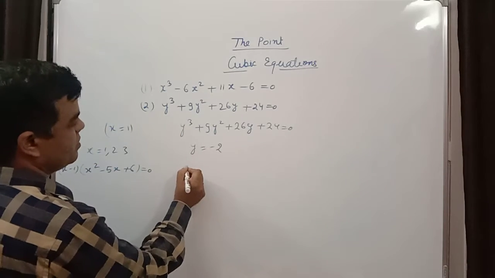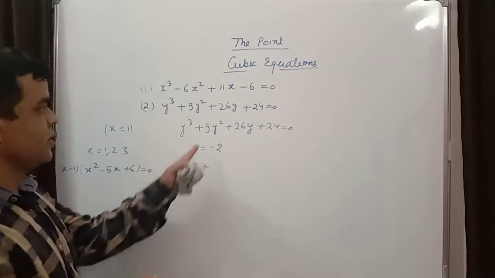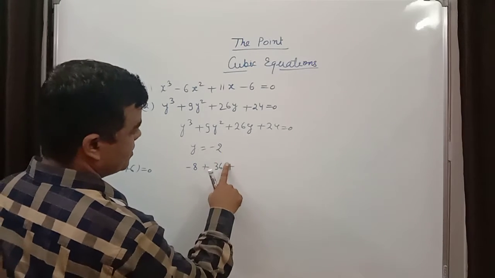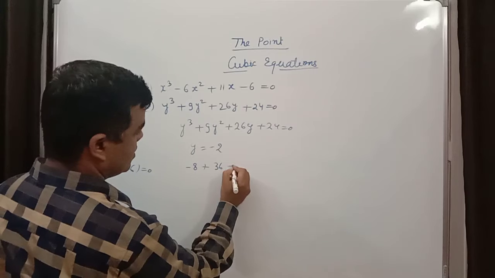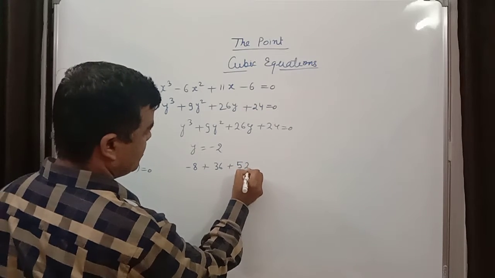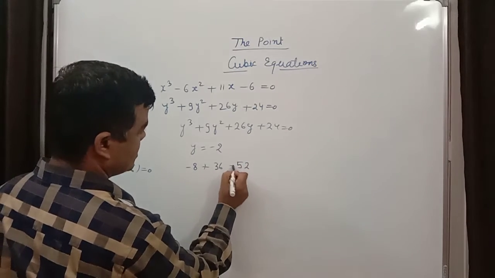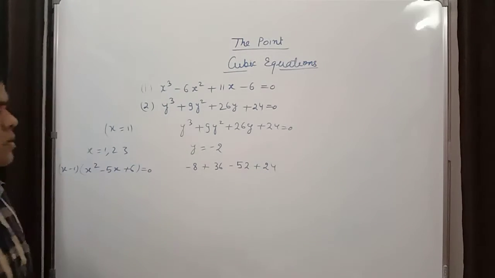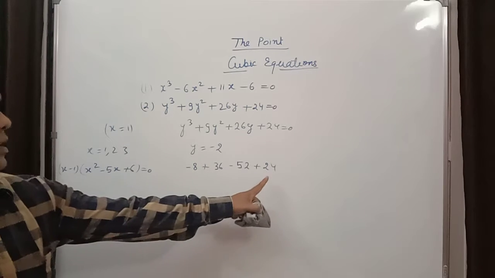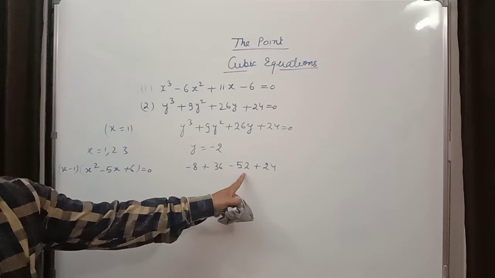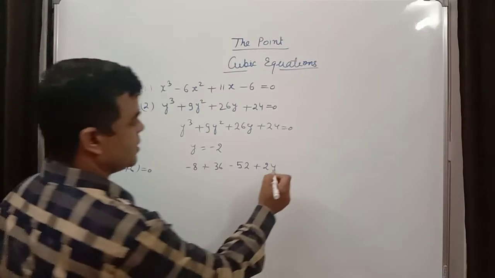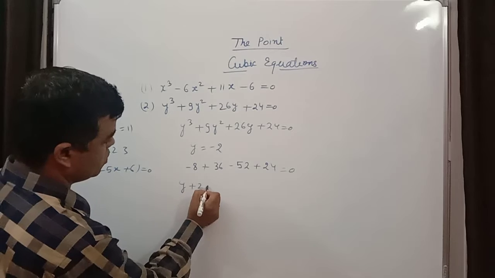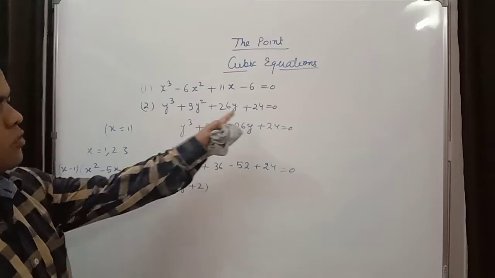So here it will become minus 8. Here 9 times 4 is 36. Minus here will become 26 times 2 is 52. That is minus plus 24. Okay. So now see 24 plus 36 is 60, 52 plus 8 is 60. So it will become 0. It means y plus 2 is a factor of this cubic equation.